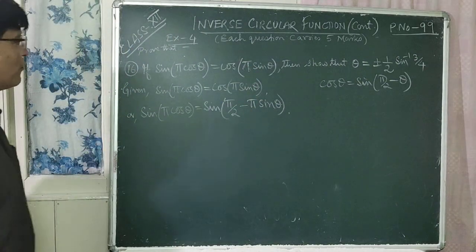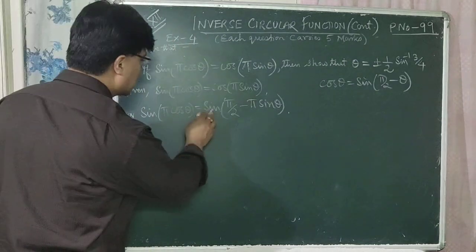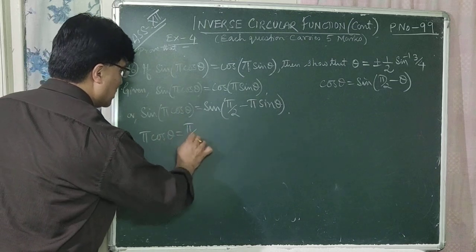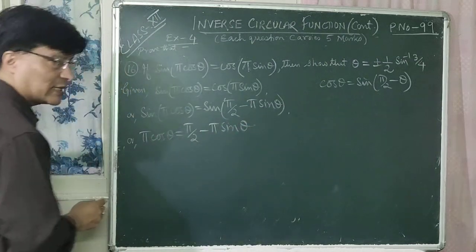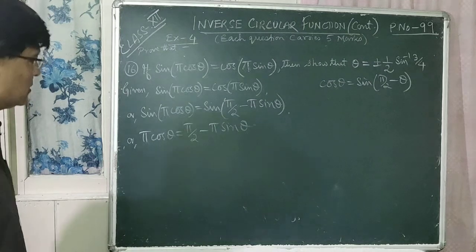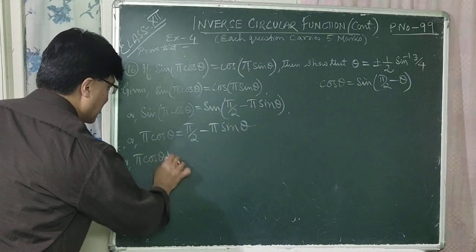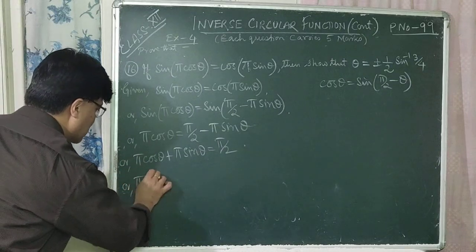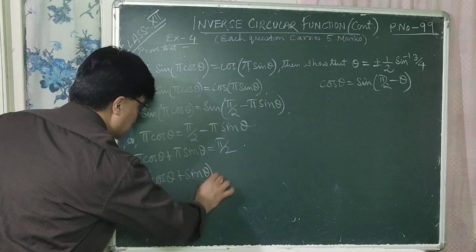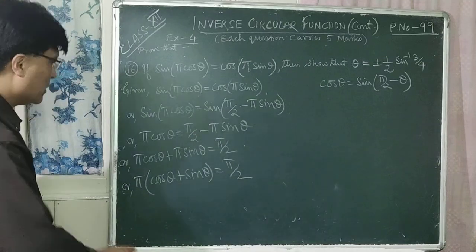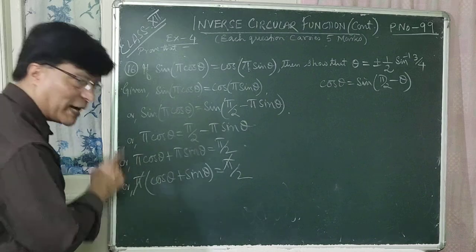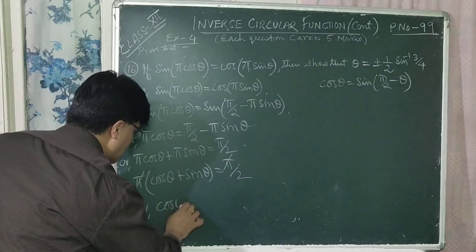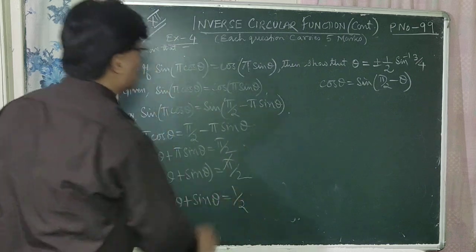Is that clear now? So from both the sides, what can you cancel? From both the sides you can cancel this sine. That means you don't have to write sine in the next step. So this is pi cos theta is equal to pi by 2 minus pi sin theta. Now let us take this minus pi sin theta to the left hand side. So it is pi cos theta plus pi sin theta is equal to pi by 2. So what is common out here? It is pi within bracket cos theta plus sin theta is equal to pi by 2. Here pi gets cancelled, and we get cos theta plus sin theta is equal to 1 upon 2.